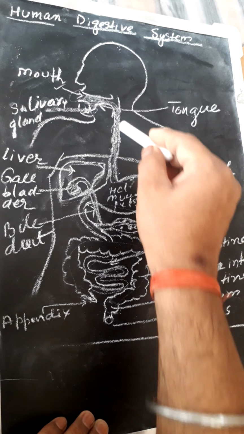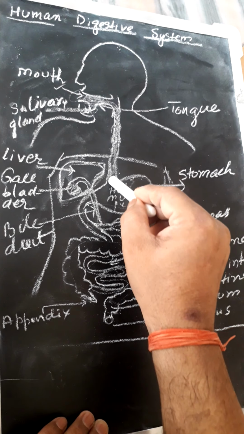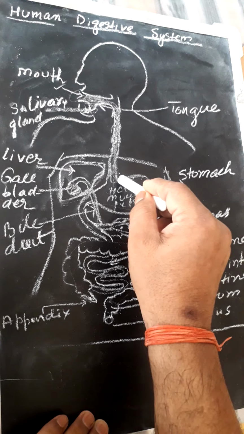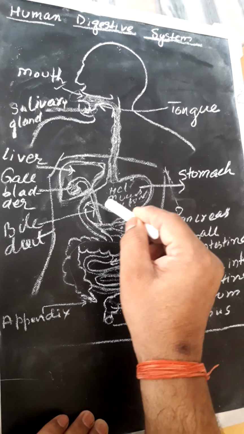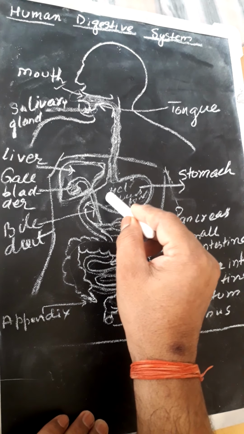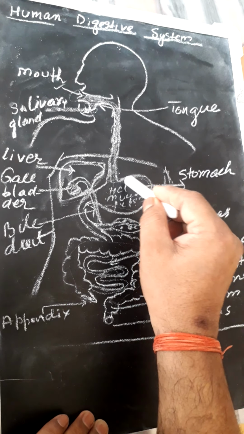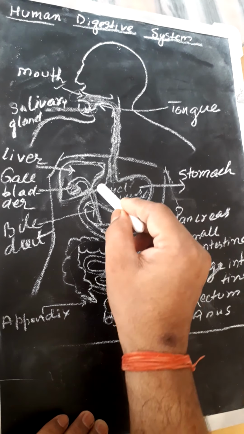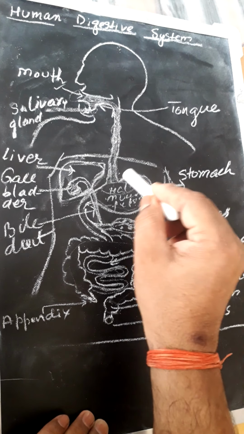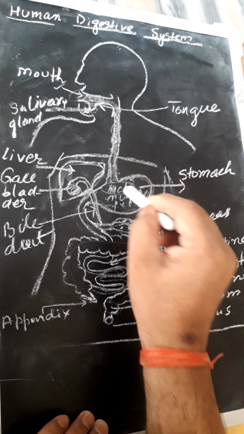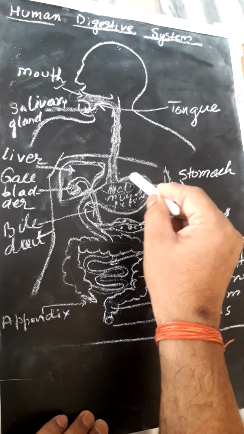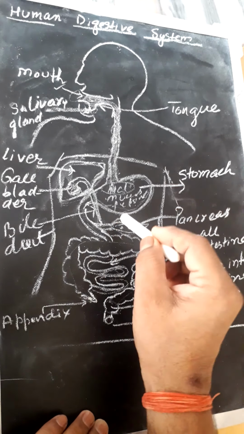HCl kills harmful bacteria which enter with food here. Secondly, HCl makes the medium acidic so that pepsin can digest protein properly. And mucus plays a very important role in protecting the wall of the stomach from this acid. It is a very strong acid, hydrochloric acid. It may damage the wall of the stomach. So mucus helps in protecting the wall of the stomach.